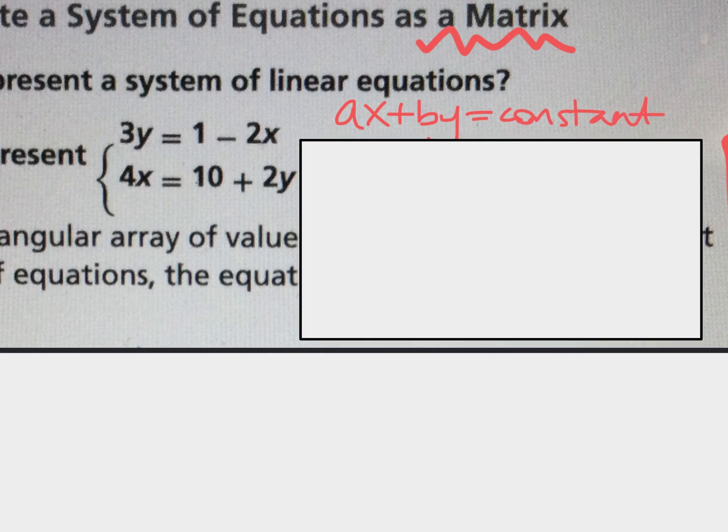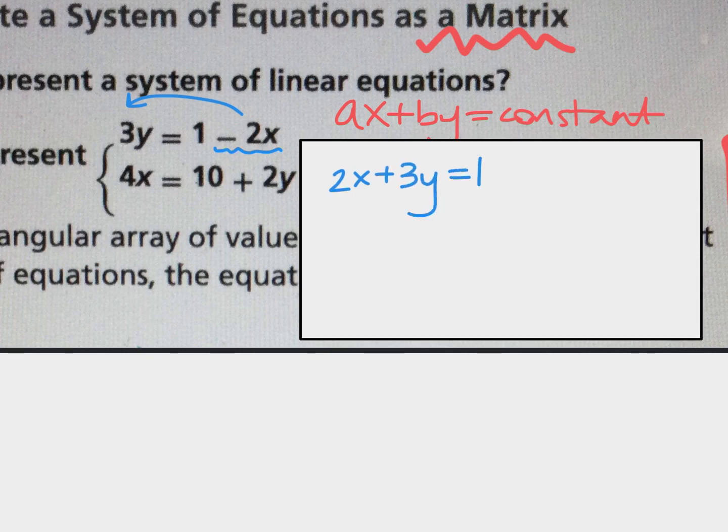So to fix my first equation, I notice that the x term needs to be moved to the left side. So to move minus 2x, I can add 2x to both sides. So this now will say 2x plus 3y equals 1.